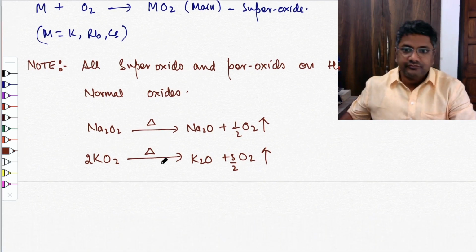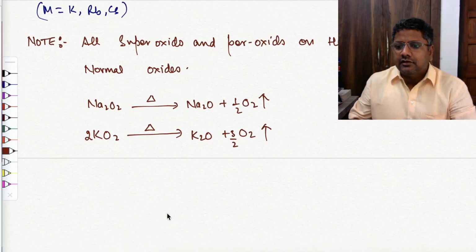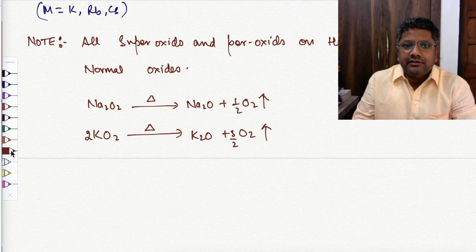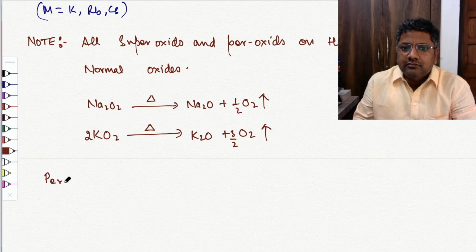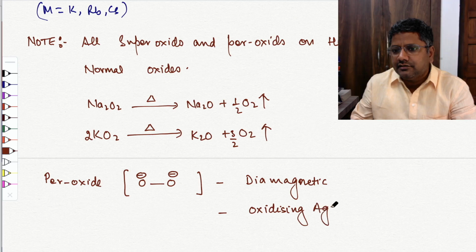Now see peroxides. If you see the structure of peroxide, it is O single bond O with two negative charges. So these peroxides are diamagnetic because all the electrons are paired, and they are good oxidizing agents, right?